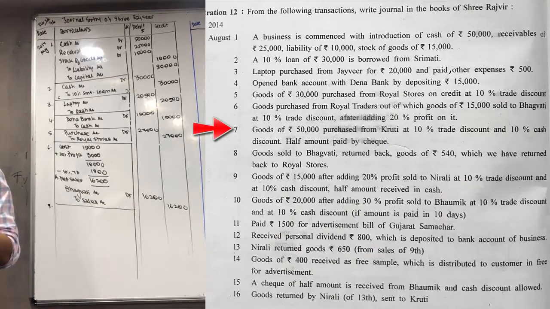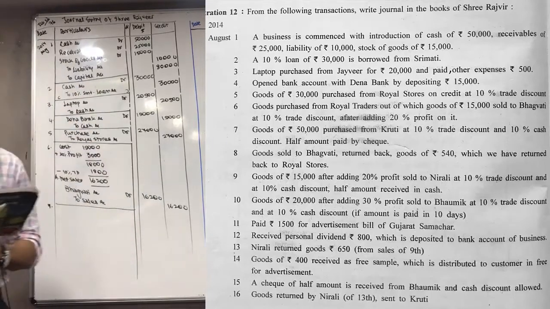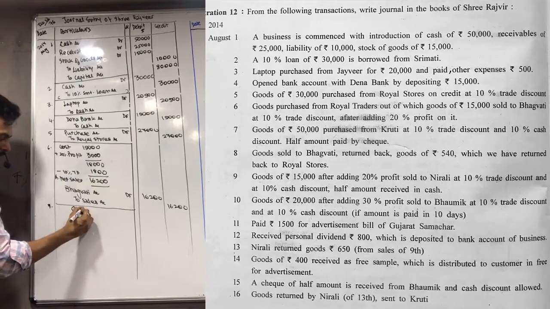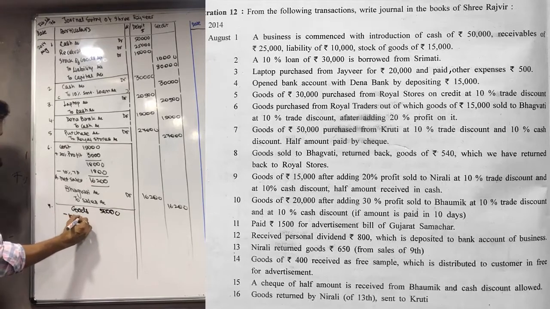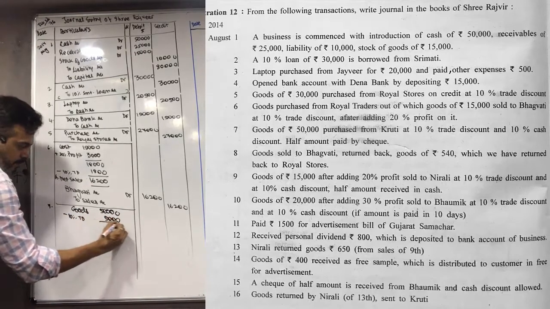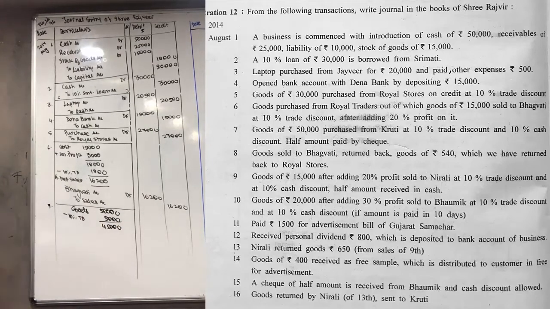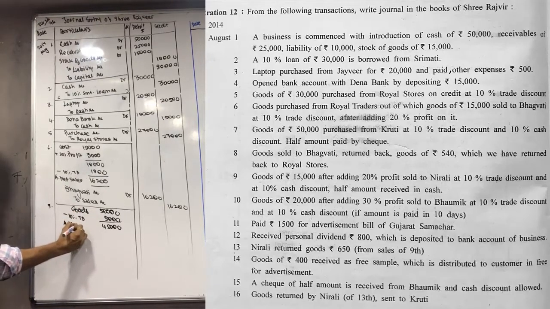Goods of 50,000 purchased from Kruti at 10% TD and 10% CD. Half amount paid by check. You know the working for this? Okay, let's write goods 50,000 minus 10% trade discount 5,000 is 45,000. A, net purchase.